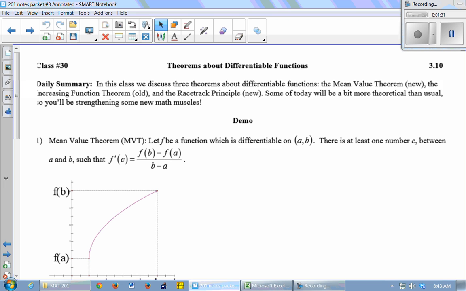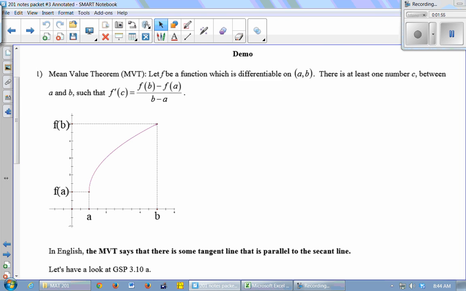Okay, so in this class, we're going to discuss 3 theorems about differentiable functions. The mean value theorem, which is new. The increasing function theorem, which we have known for a long time. And the racetrack principle, which is new. So some of today will be a bit more theoretical than usual, so you're going to be strengthening some new math muscles.